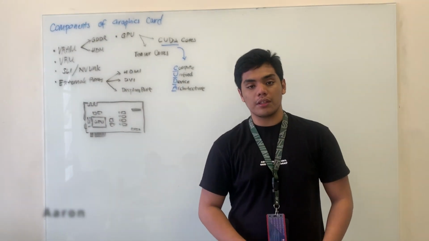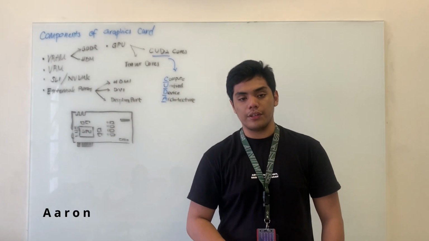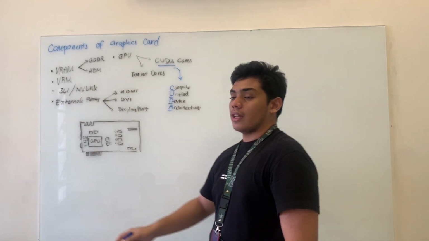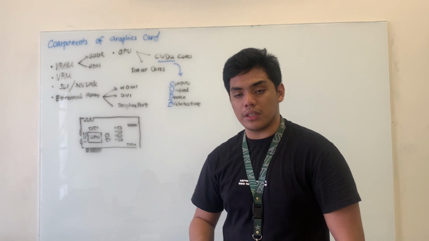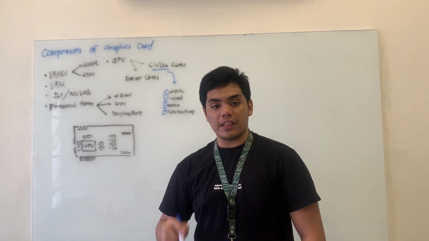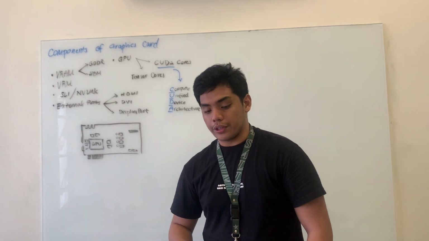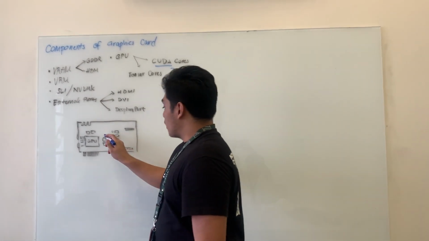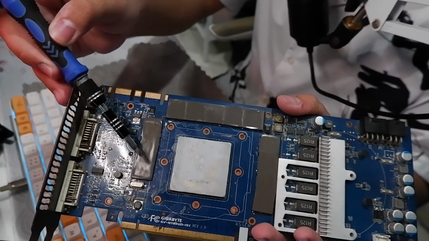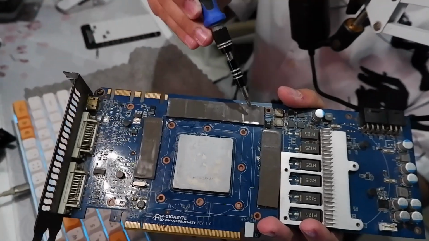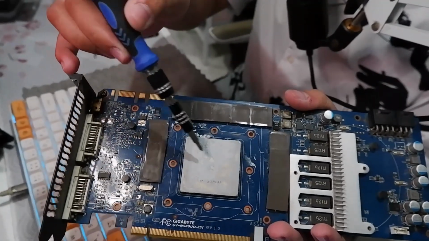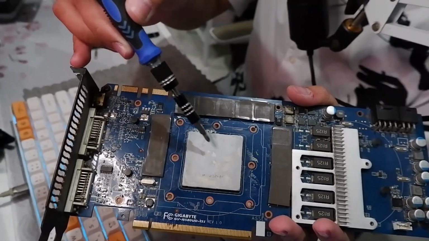Now, we'll talk about the different parts of the graphics card. First, we have the video RAM or the frame buffer. Not only does it serve as the buffer between the CPU and the display, but it also serves as the memory where data being processed by the GPU is stored. This is the VRAM. The VRAM chips are covered by these thermal pads. This is the GPU chip itself covered in thermal paste.